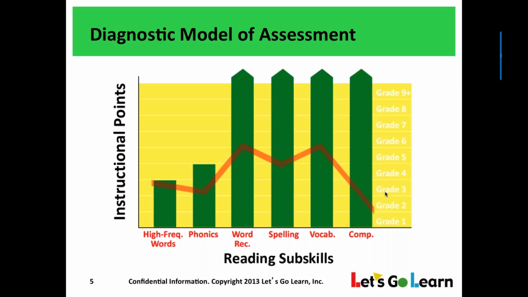So even if somebody's older, we may still test them in high-frequency words, and if they don't have mastery at the highest level, we may adapt downward to find an instructional point. And I think this is really important to remember, and that's why we can actually use our scores and look at them across different years.